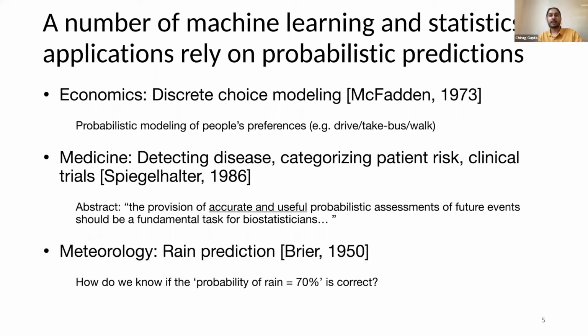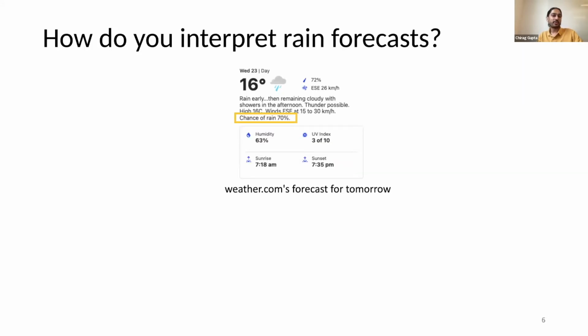And finally, an example that's closer to home for everyone, which is especially in Pittsburgh, which is predicting the probability of rain. So if you look at your weather app and it says 70% chance, what does that mean? And that'll be a motivating example that I'll go a bit deeper into. So how do you interpret rain forecasts? So I pulled up weather.com's forecast today morning. And as of today morning, it was a 70% chance of rain. And what does that mean?